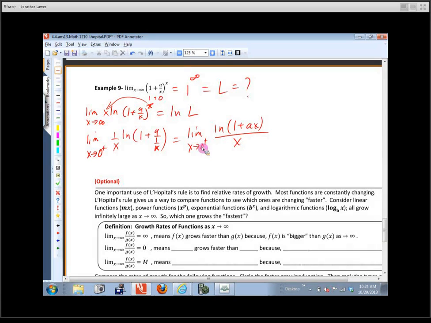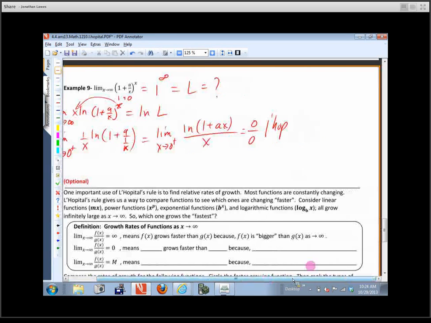So if I plug in a 0 in the denominator, I've got a 0. Good news for us. If I plug in a 0 here, I have 1 plus a times 0. That's 1. And what is the ln of 1? ln of 1 is 0. Okay? So it is an indeterminate form, so we're going to use L'Hopital's rule.